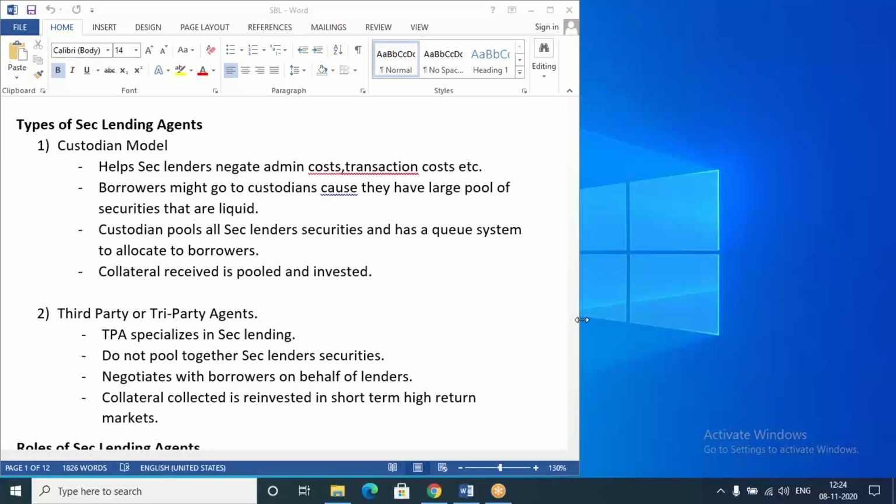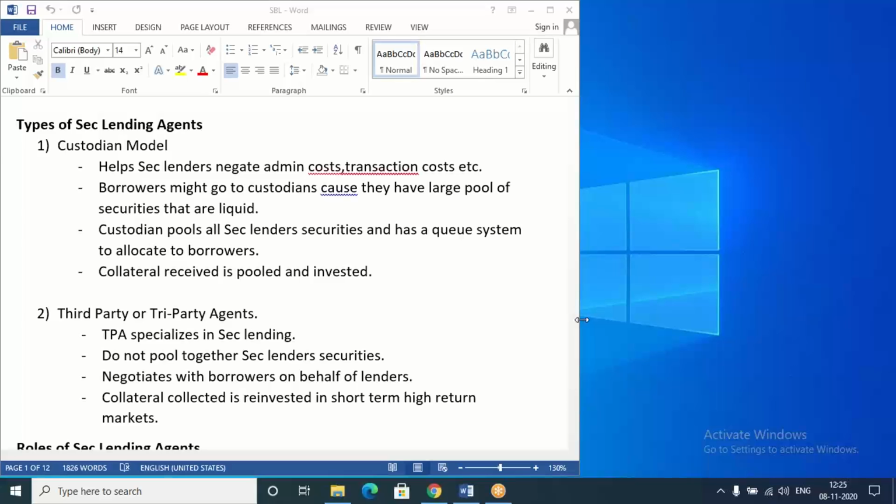Additionally, if you use a custodian as a lending agent, custodians already have a lot of clients on their books, so they would have a large number of borrowers who would want to borrow, and the custodians will have a large pool of securities that they can lend. Is this clear?